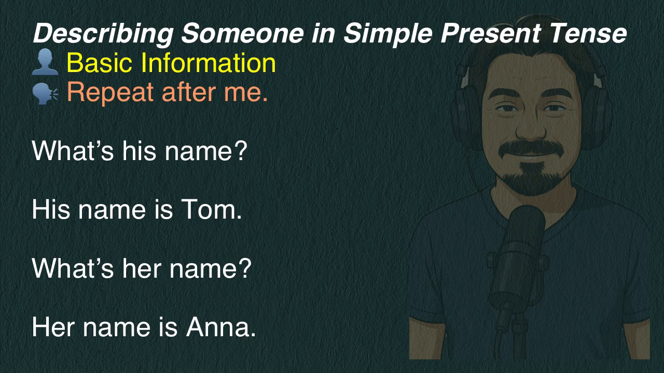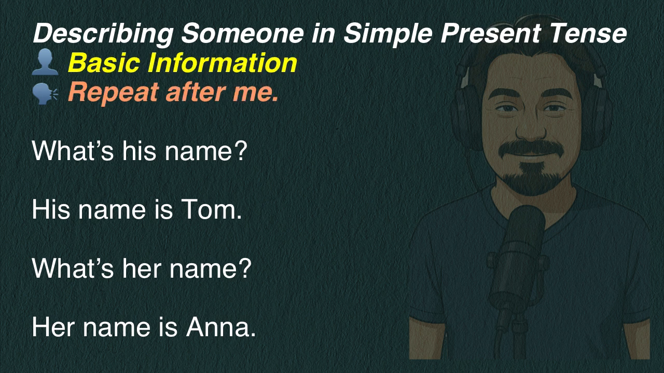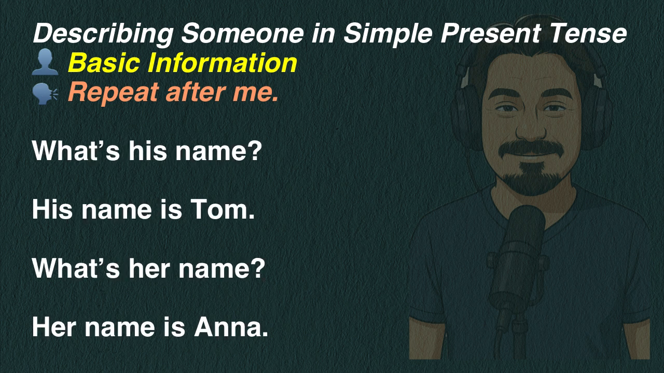Describing someone in simple present tense. Basic information. Repeat after me. What's his name? His name is Tom.